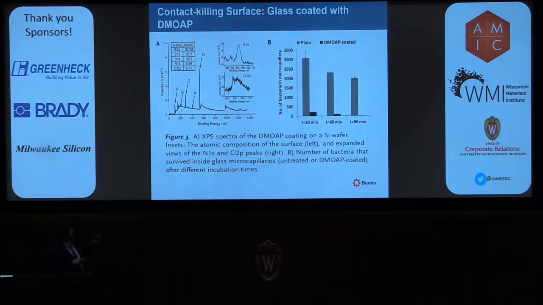So this slide just shows the contact killing surfaces that we fabricated. Glass was coated with the antimicrobial DMOAP, and this XPS spectra here shows evidence of the C/N ratio being 26, showing that there was a multi-layer DMOAP coating formed on the glass surfaces that we used.